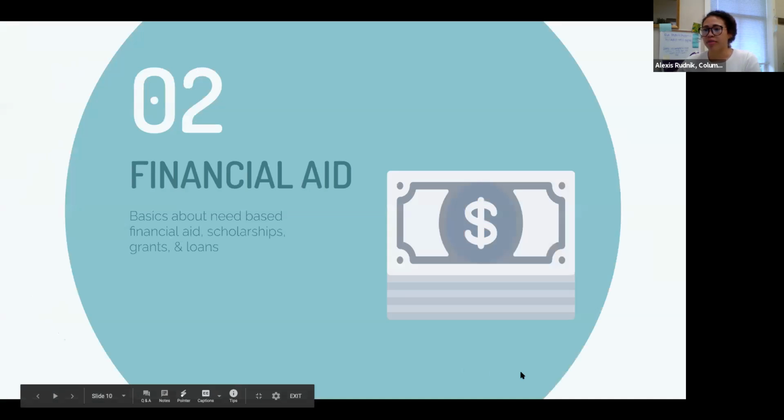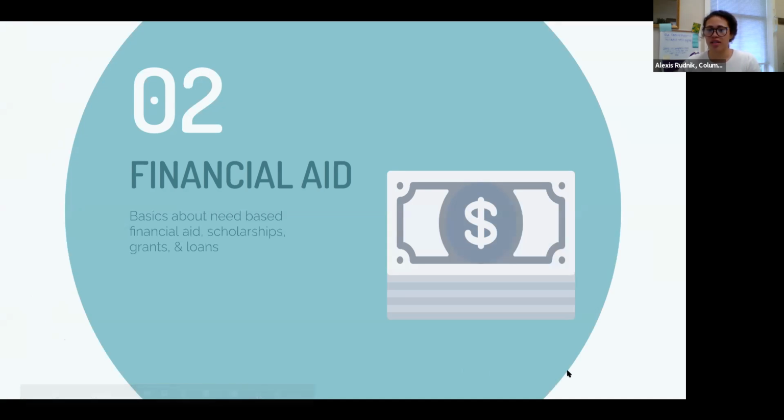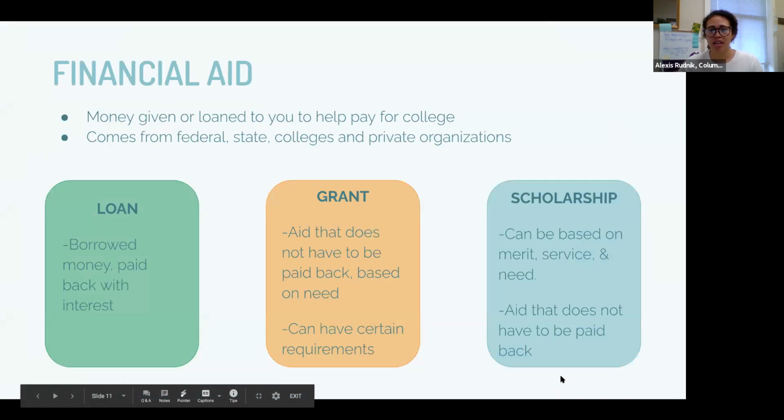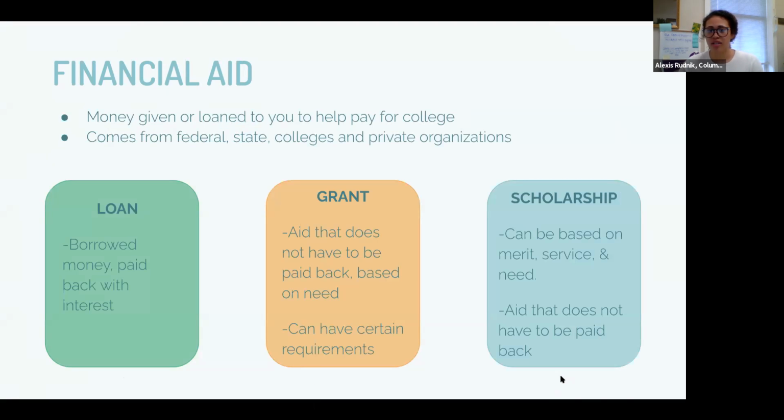Next, we're going to talk a little bit about financial aid. You're going to hear some terms that come up during the financial aid process: scholarships, grants, and loans. We're going to differentiate between those. First things first, what is financial aid? It's money that is given or loaned to you to help pay for college. It will typically come from the federal government or the state, and some private organizations like nonprofit organizations, but basically, I like to think of it as financial assistance to help lower the cost of attending.